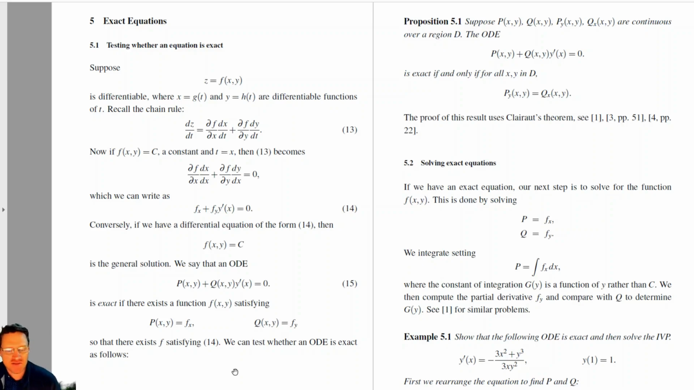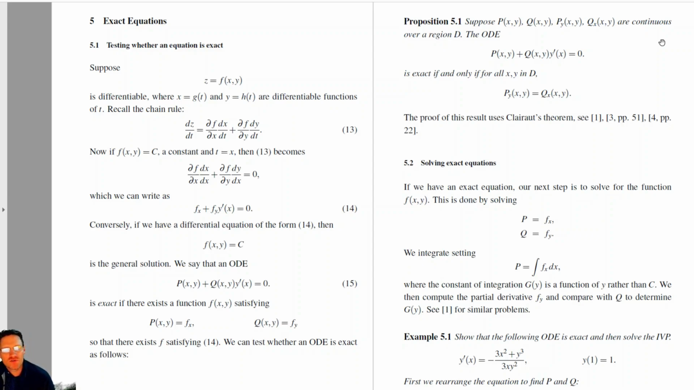So let's have a look at a test for when an equation of the form 15 here is exact. So when is it exact? That's proposition 5.1. Suppose P, Q, P subscript Y, and Q subscript X are continuous over a region D. That region D is in x and y, so you can think of it as, say, a rectangle. The ODE P plus Q times y dash equals 0 is exact if and only if for all xy in the region D, the partial derivative P subscript Y is equal to the partial derivative Q subscript X.